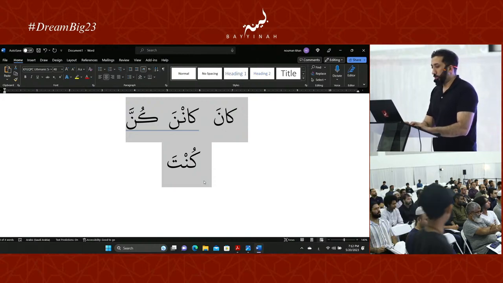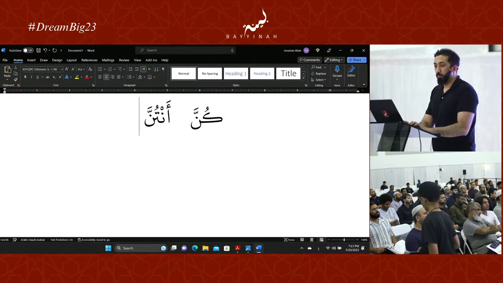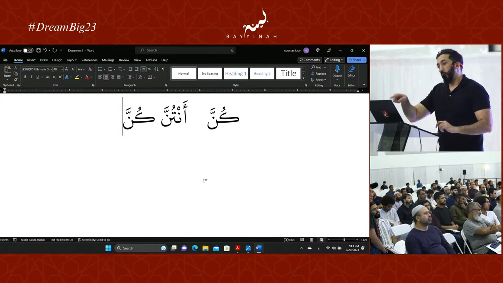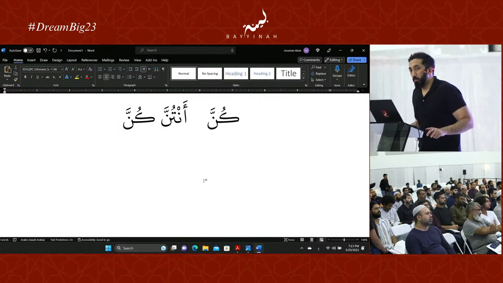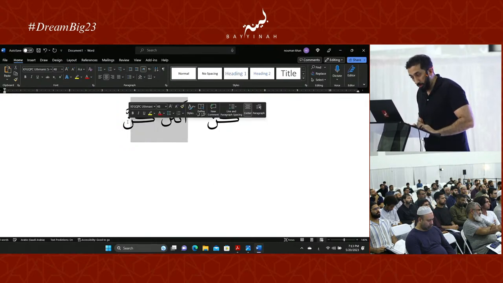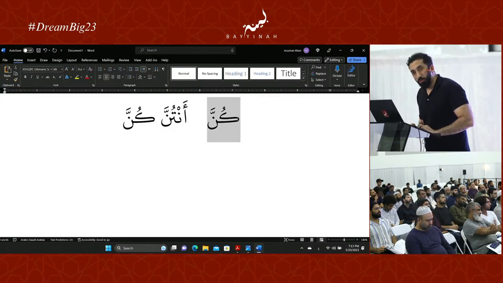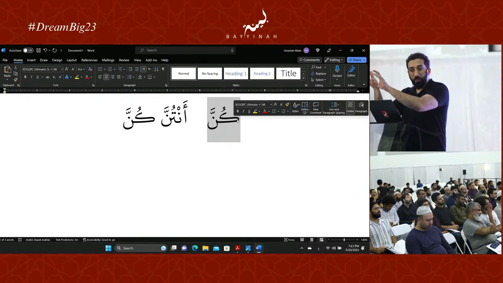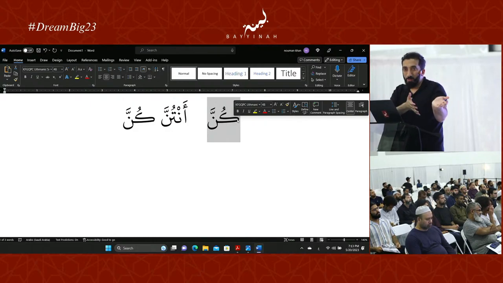Good job. How do you differentiate this kunna from antunna becoming kunna? Very good. The antunna that becomes kunna is an attached pronoun, is it not? Doesn't that mean it's always attached to the end of a word? This kunna, isn't it always at the end of a word? And this one is a fi'il. Does that mean it's at the end of a word? No, it means it's an independent word. If it's standing by itself, it can't be from antunna. If it's at the end of a word, then it's from antunna.